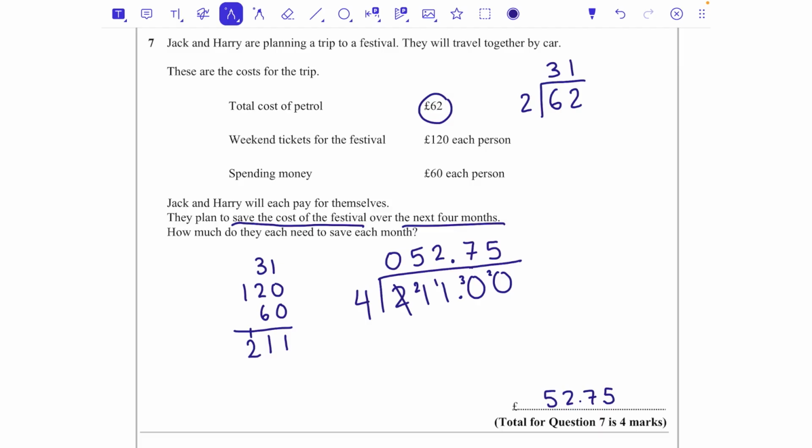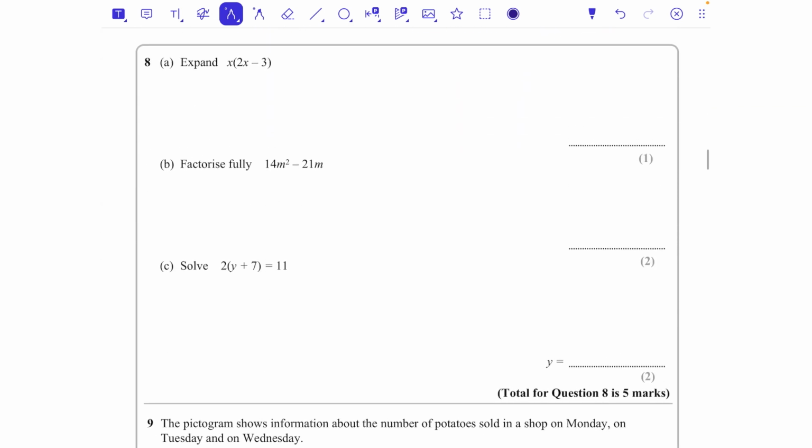So there we go, £52.75 is what they need to save each month in order to save for the festival and get the £211 each that they need. Okay, question number 8, expand.